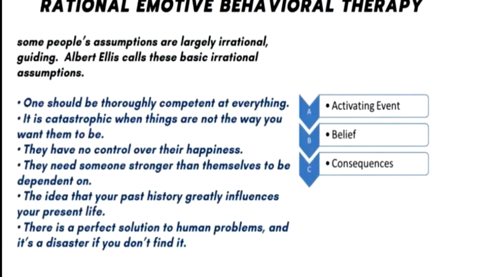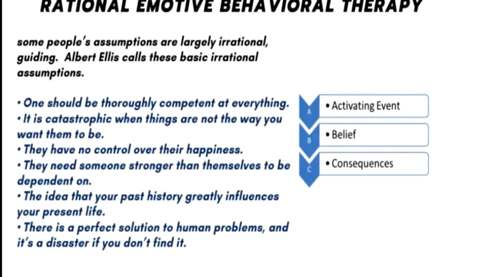So how does it work? The ABC model. What is the ABC model? A represents the activating event, B the belief, and C the consequences. So REBT focuses on identifying irrational beliefs that lead to emotional distress. Let us understand with an example. A student thinks, if I fail once, I am a total failure in life.